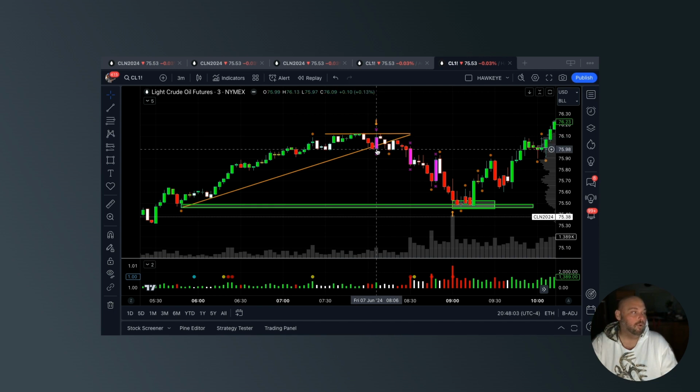And then we took this pullback. We broke some of this support here. And then this next push that failed, that's when I knew it was it. I was like, all right, I can get in the market here. If I'm wrong, I'm going to risk 5 or 6 ticks. If I'm right, well, solve for yourself.